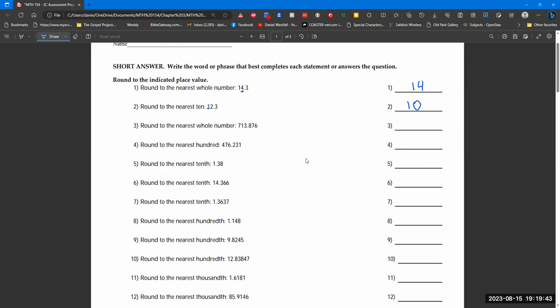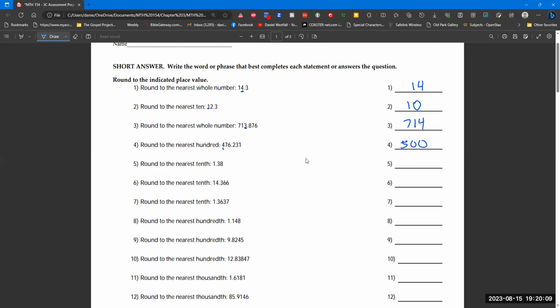Round to the nearest whole number. 713.8 is closer to 714 than it is to 713. Round to the nearest 100. So 100 is there. 470 is closer to 500 than it is to 400.